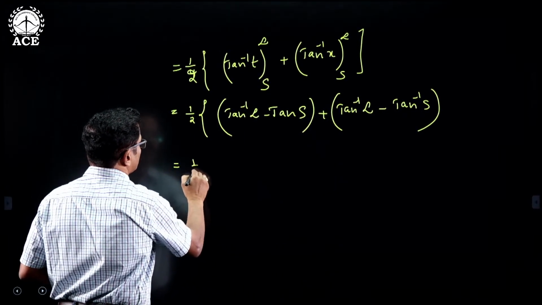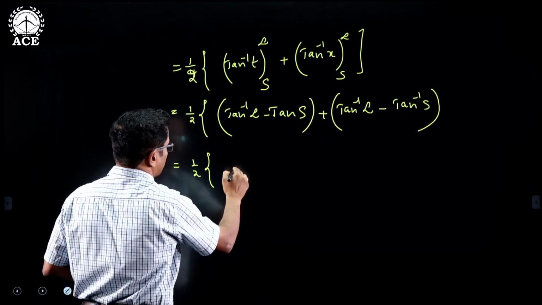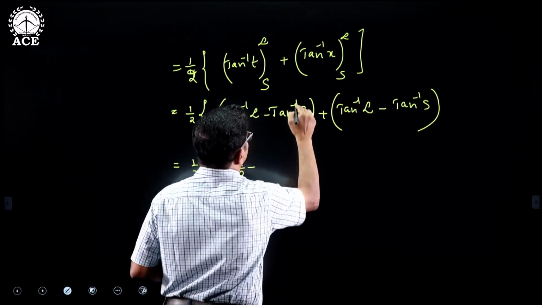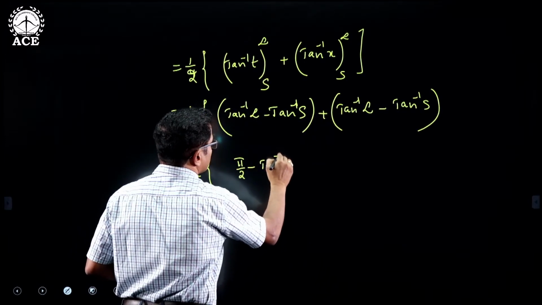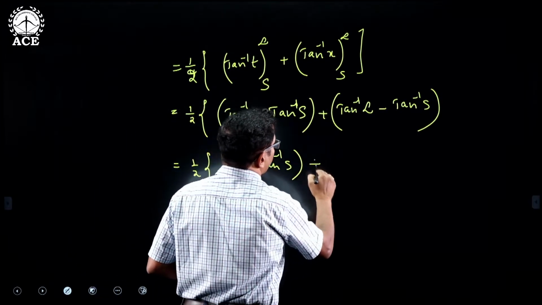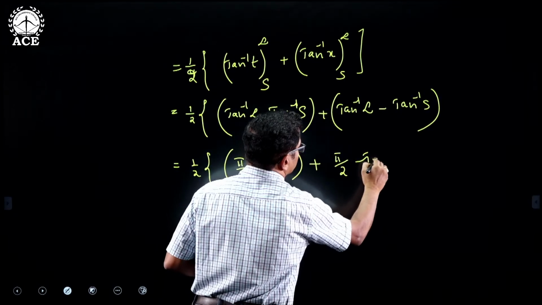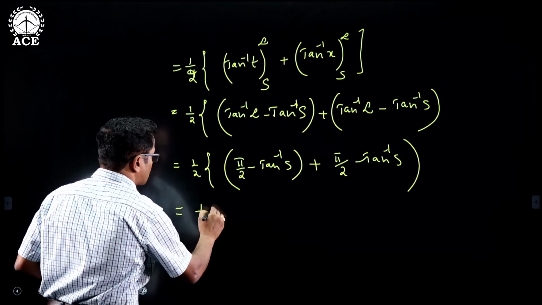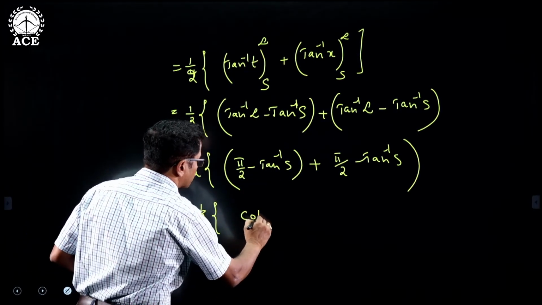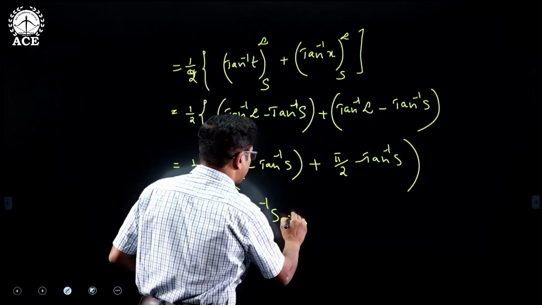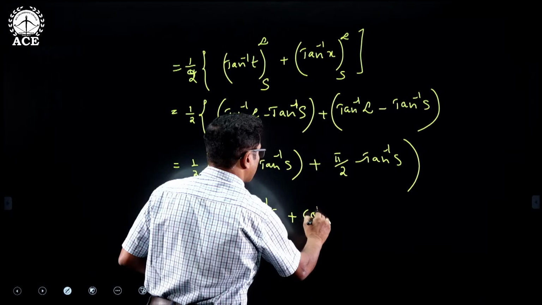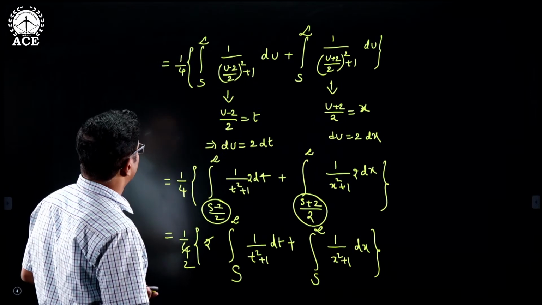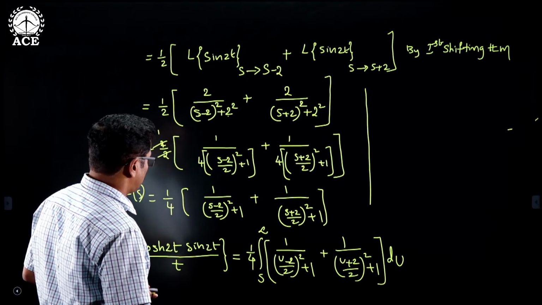So which is equal to 1 by 2 into, tan inverse infinite is pi by 2, pi by 2 minus tan inverse s plus pi by 2 minus tan inverse s. So which is equal to 1 by 2 into, we write this as cot inverse s, and plus this is cot inverse s. Right?